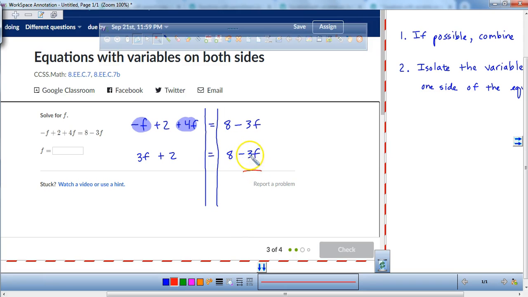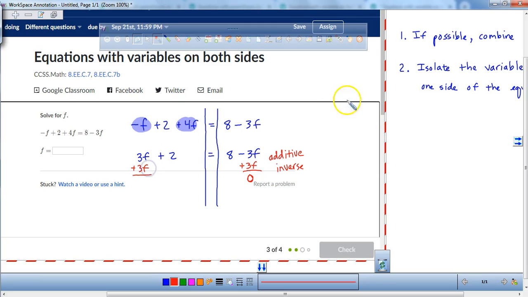Well, how do I get rid of a negative 3f? I have to add 3f, and then that adds to 0. These are called, just so you know, additive inverses. Additive inverses give you 0. But here's the thing, we call this balancing the equation. Whatever you do to one side of the equation, you must do to the other side of the equation to keep it in balance.